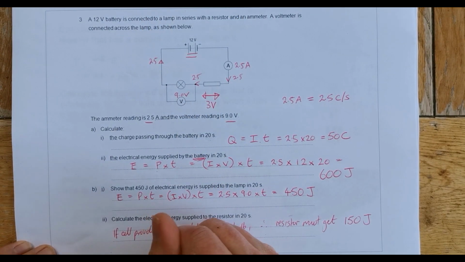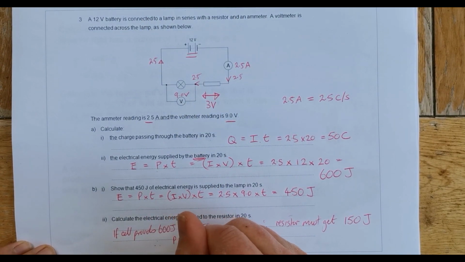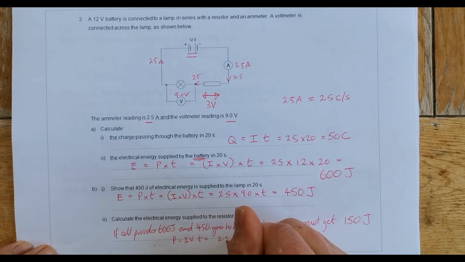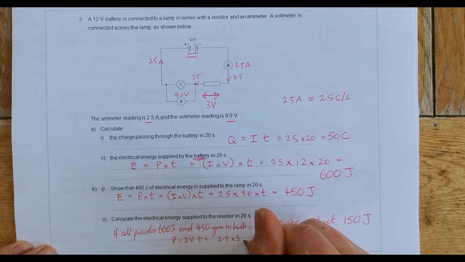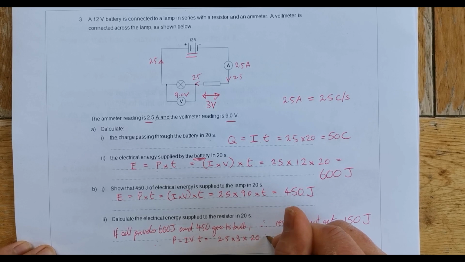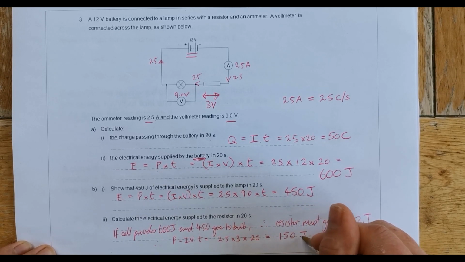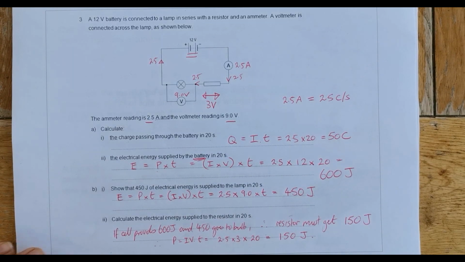So let's see. E equals I V T, which is 2.5 times 3 times 20, which is 150 joules. No surprise there. Okay.